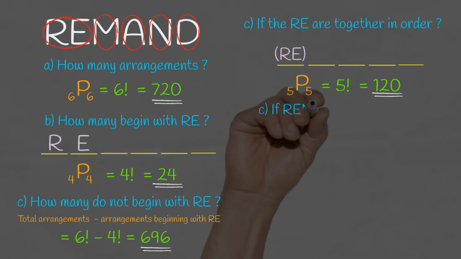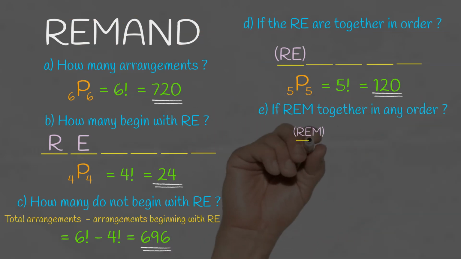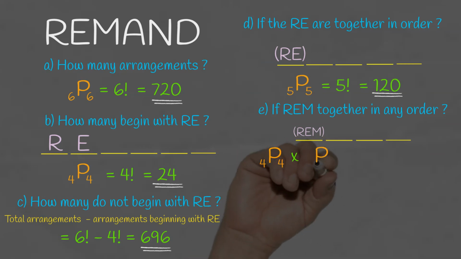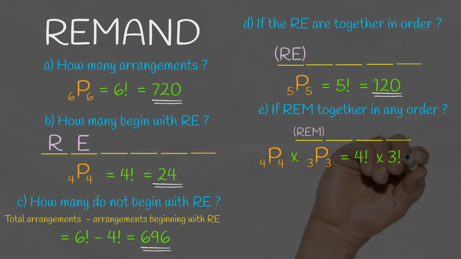What about if RE and M are together in any order? Well, in this scenario, RE and M is treated as one unit. So we are organising 4 different items, which is 4p4. However, RE and M can be in any order. So there will be 3p3 ways of organising those. So the answer is 4 factorial times 3 factorial, which is 144.